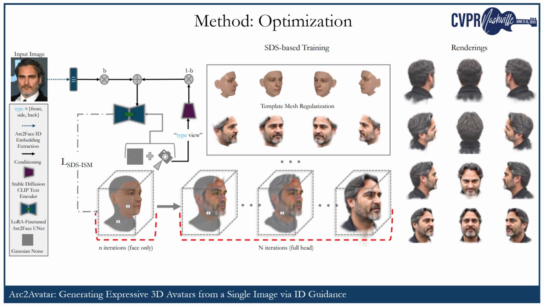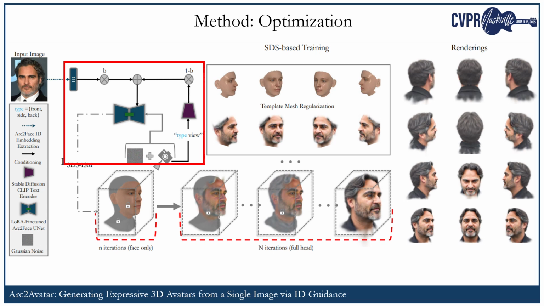We continue with the main component of our method, which is the SDS-based optimization. The process starts with the extraction of the Arc2Face ID embedding from the input image. After that, we would like to talk about the conditioning of the guidance model. Addressing Janus effects. While our LoRA fine-tuning alleviates many Janus effects, some issues persist. Our solution was incorporating view embeddings to successfully handle all remaining Janus effects without reducing identity fidelity.